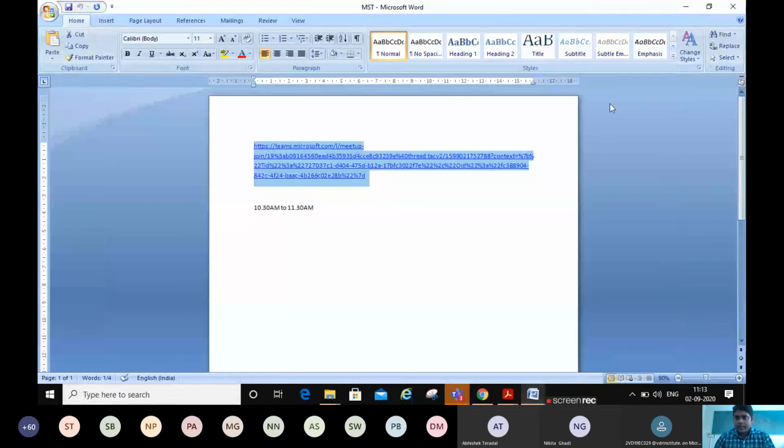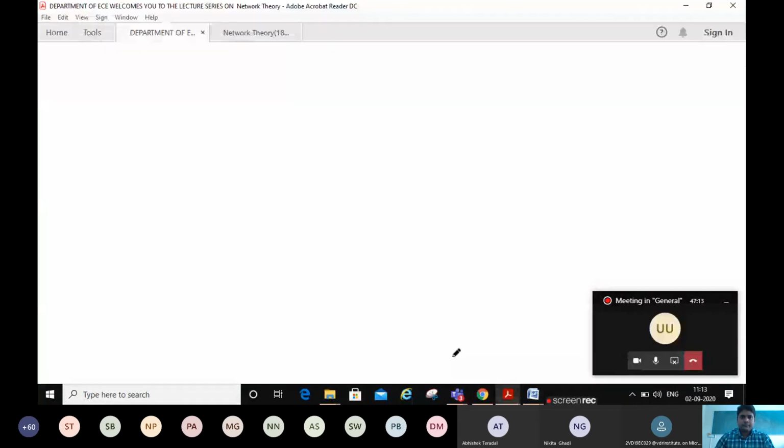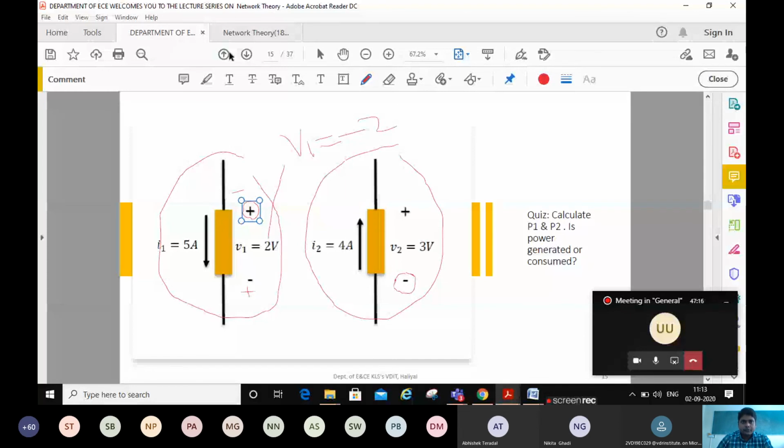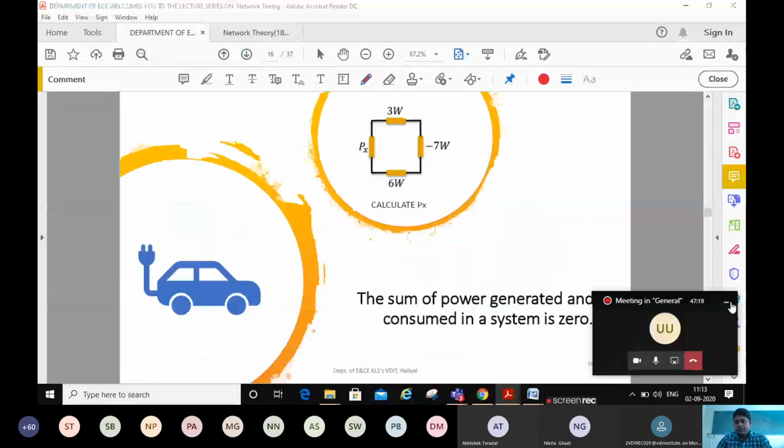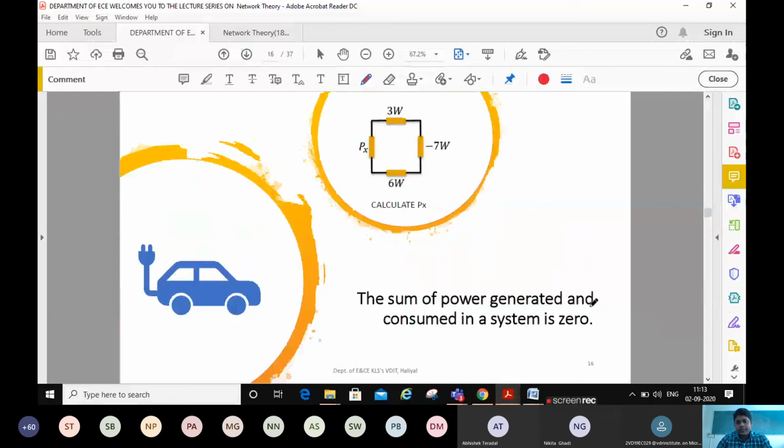Now coming back to the slides. The next one says the sum of power generated and consumed in a system will be 0. If you consider this one, the total power here: 6 plus 3, 9. 9 minus 7, it will be 2. So Px will be minus 2. That means the summation of P of n will be equal to 0.